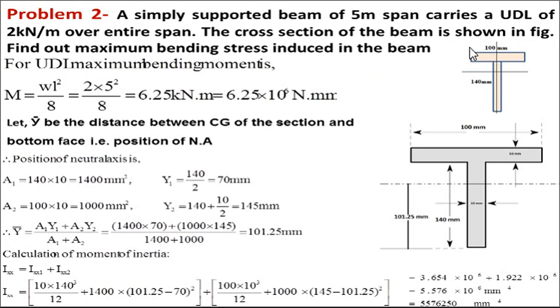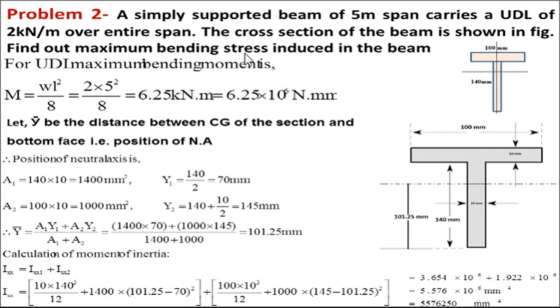The size of the section is top 100 mm width, and this 140 mm is the depth. 140 mm is the web depth and 100 mm is the width of the flange. For this particular section, the web width is 10 mm, and at both places it is 10 mm: the thickness of the web and the thickness of the flange.